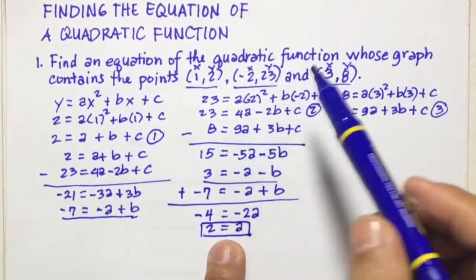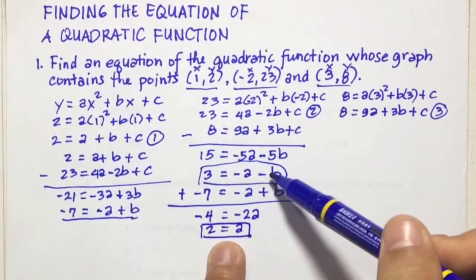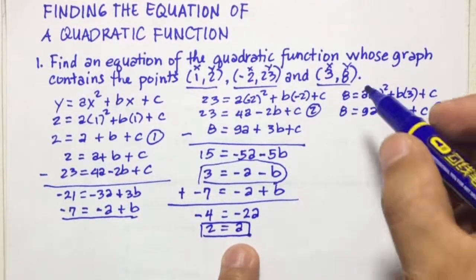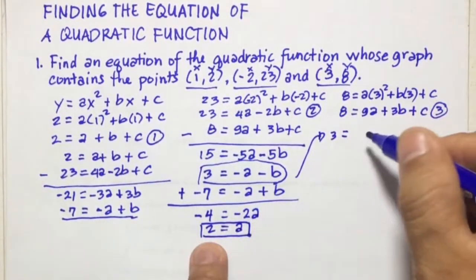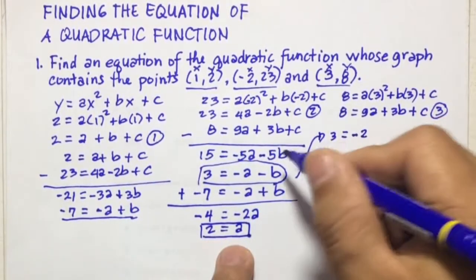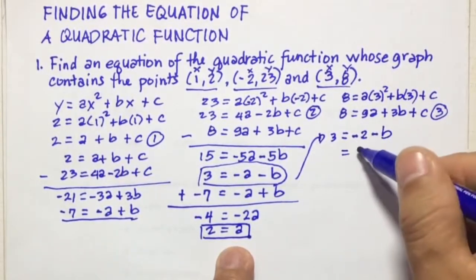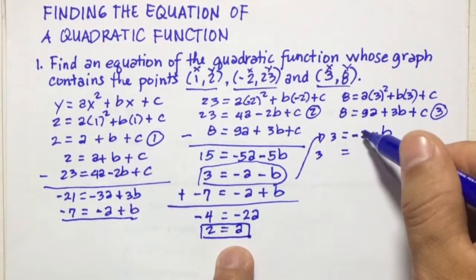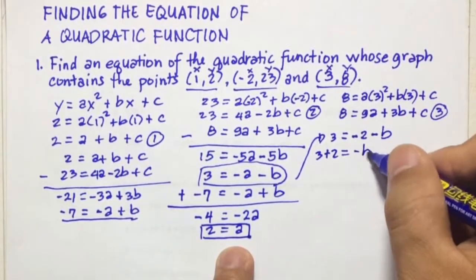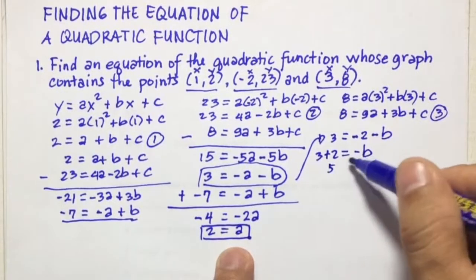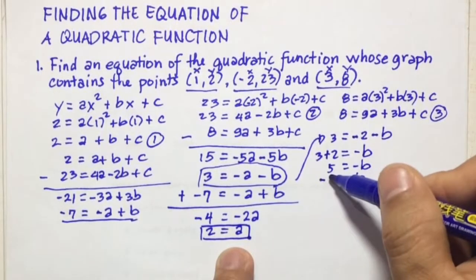Now, using this equation, 3 equals negative a minus b, we can find the value of b. So, a is 2, so we have 3 equals negative 2 minus b. Transposing negative 2 to the left side, 3 plus 2 is 5, equals negative b. Then making this positive, b is equal to negative 5.